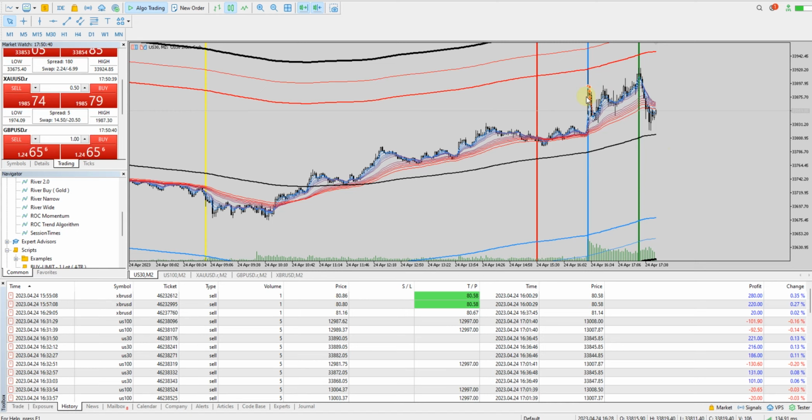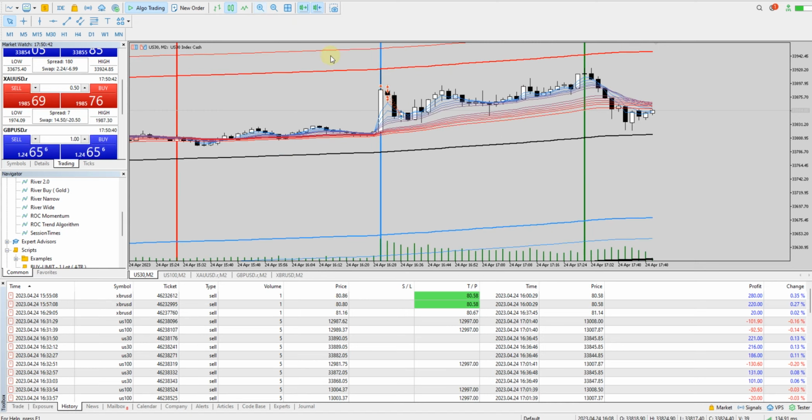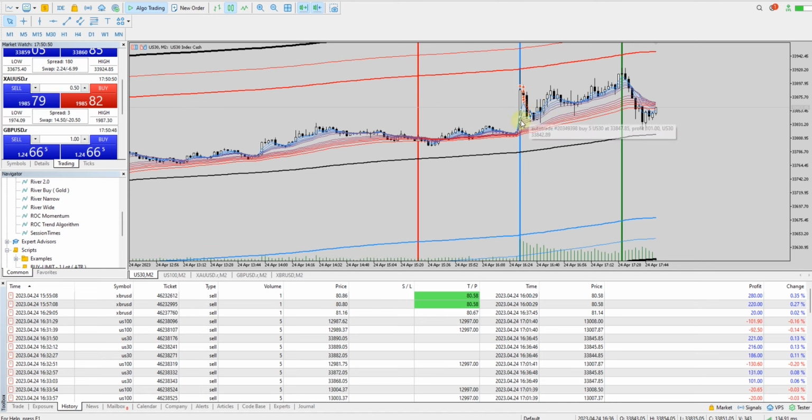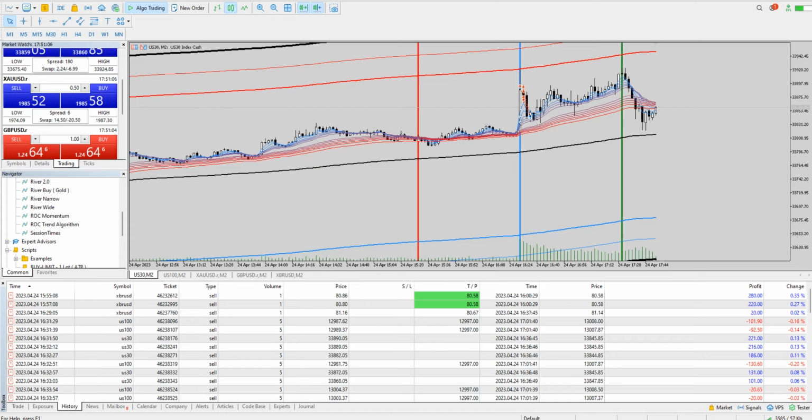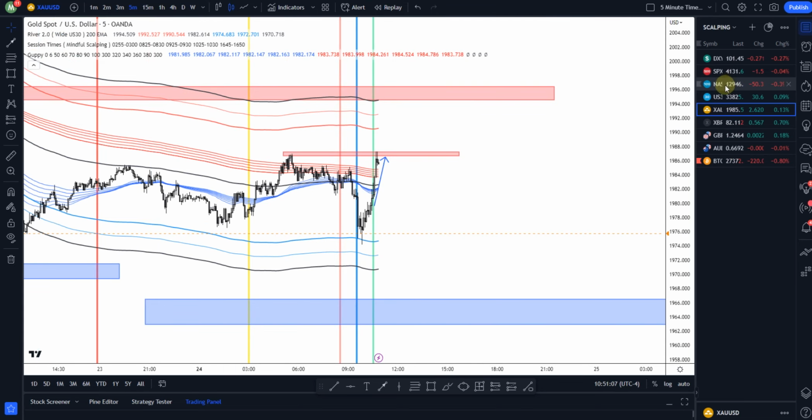Here on US 30, I came in at the open where we had the spike up here. As it pulled back, I came in with, I think it was 4 or 5 lots, closed out when it pulled back to this area of demand here. Okay, as it pulled back, I got out. It did seem pretty bullish on my thesis here on the high time frame.